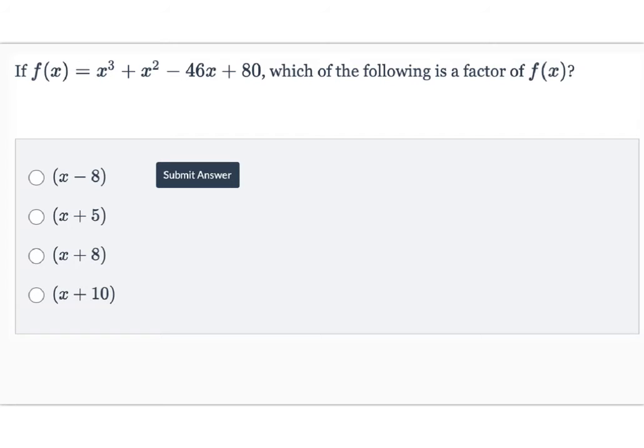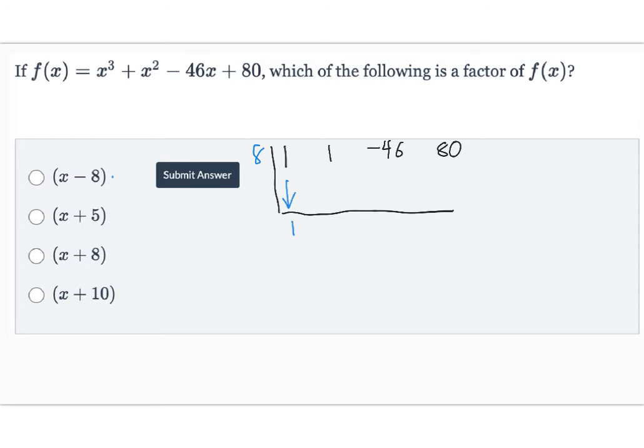All right, so we need to figure out which of these is a factor of this beautiful polynomial. I don't know which one it is to start with, so I'm going to go through all of them. We're not missing any powers, so I'm going to build my synthetic division. 1, 1, negative 46, and 80. And I'm going to try my first one with 8.